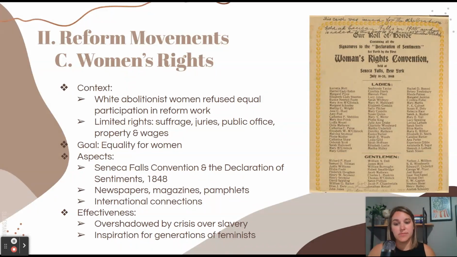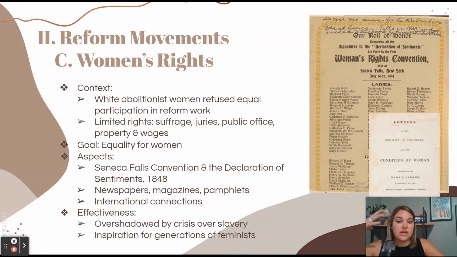And the main term that you need to be familiar with is the Seneca Falls Convention. This is going to be the very first convention on women's rights. And at this convention, they wrote what's called the Declaration of Sentiments. And this was an extremely important document that mirrors the Declaration of Independence. It has a lot of similar language, but it applies it to the rights of women. Additionally, women are using newspapers, magazines, pamphlets, letter writing, all of that to grow their network and obtain equal rights for women. Connections with women's rights groups overseas were also developing.